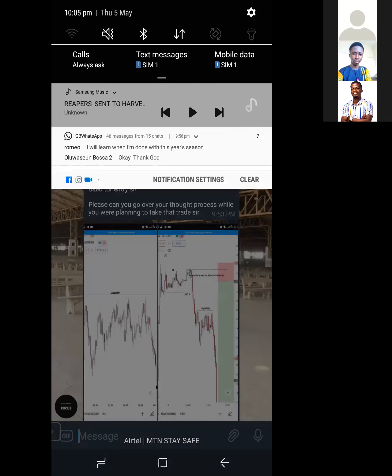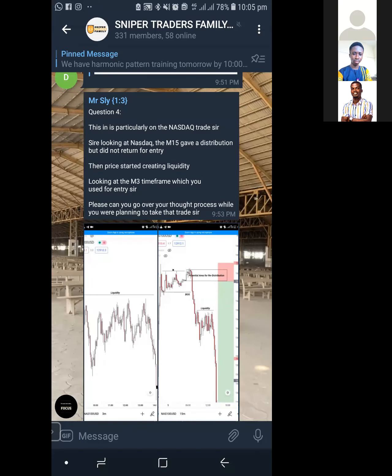All right, this is particularly on the Nasdaq trade, sir. Looking at Nasdaq, the M15 gave a distribution but did not return for entry. Then price started creating liquidity. Looking at the M3 time frame which you used for your entry, please can you go over your thought process while you were planning to take the trade?